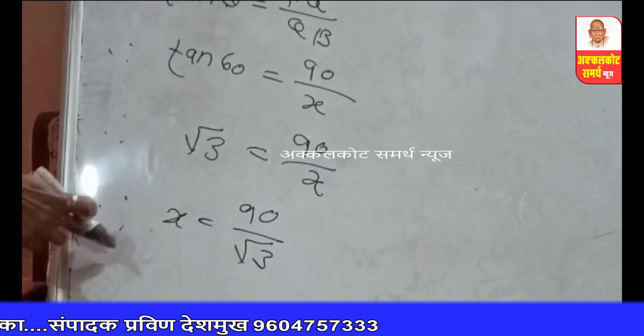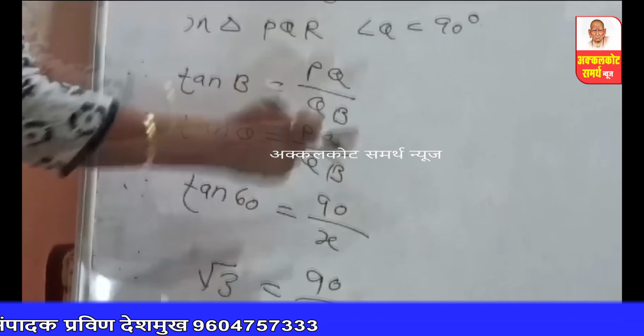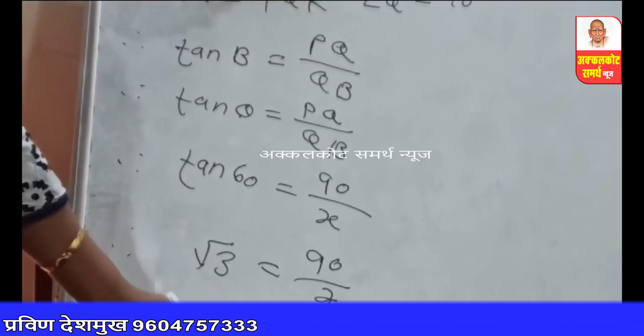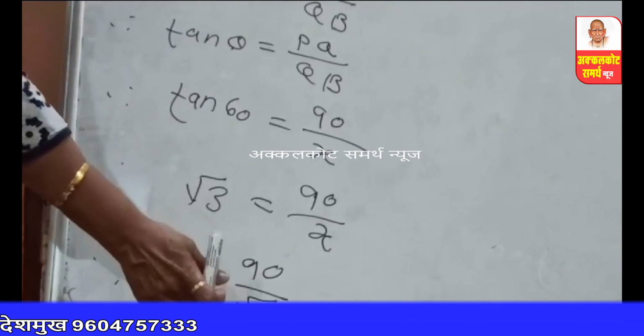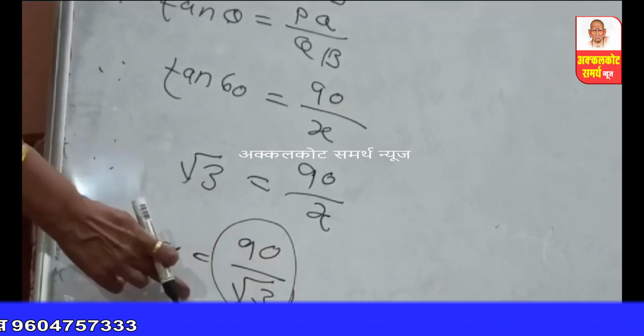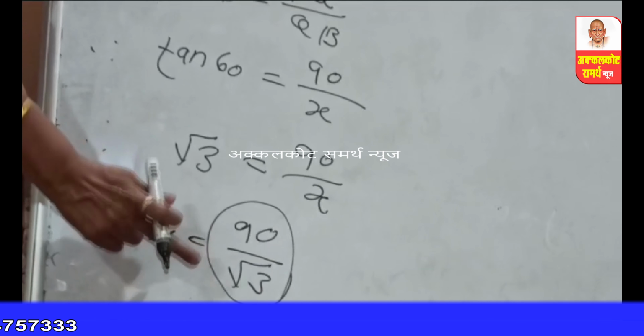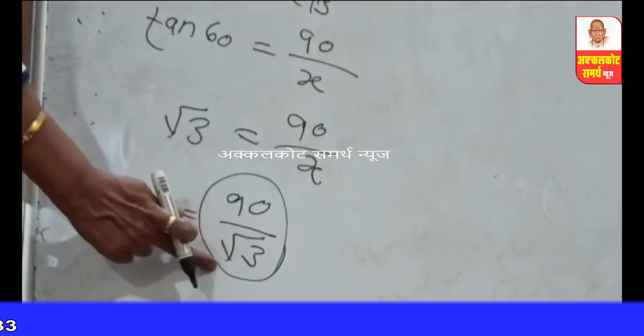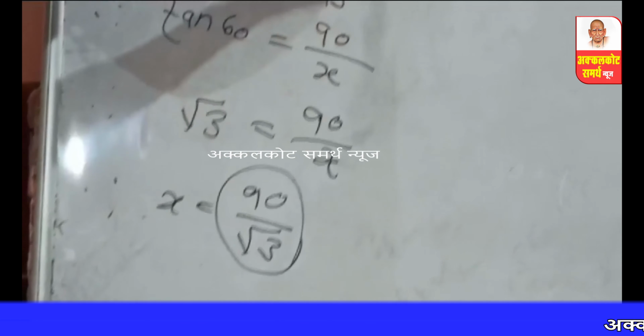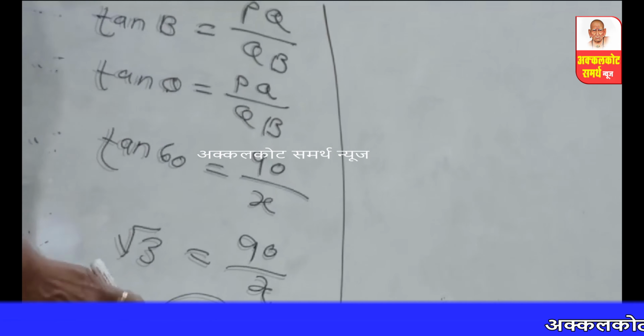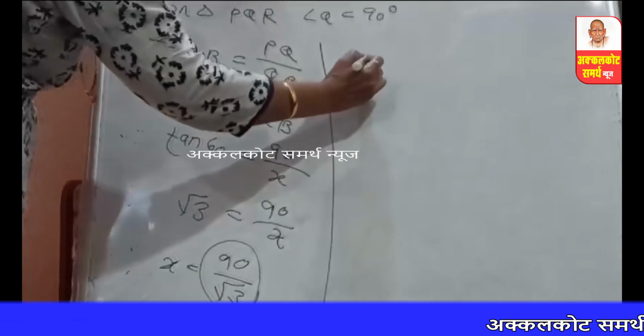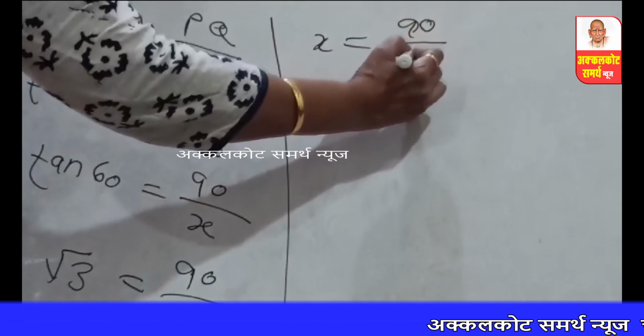Right? x is what? Distance. Distance we got. So here root 3 is an irrational number, see, right? Distance we cannot write in an irrational form. So you have to rationalize the denominator. In 9th standard algebra we have seen. So what? x equals 90 over root 3 is there.